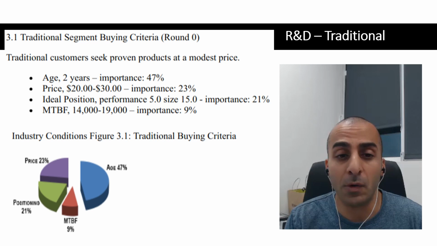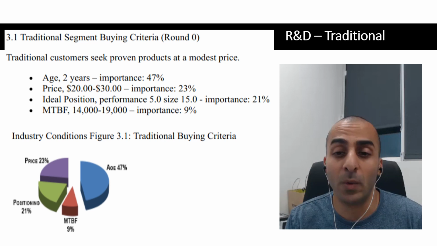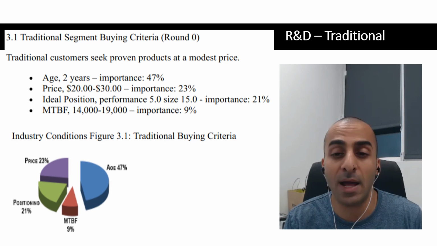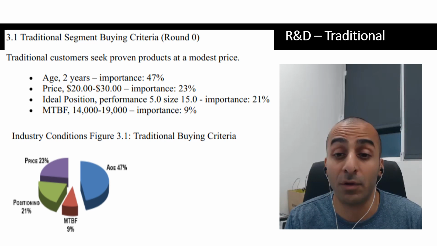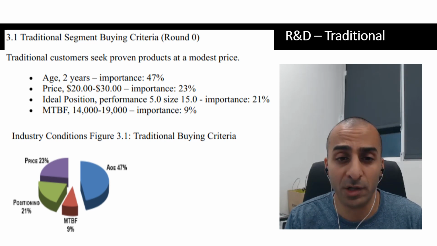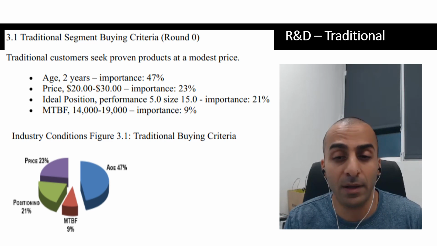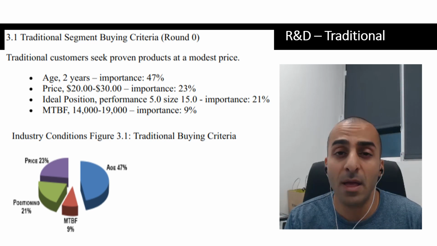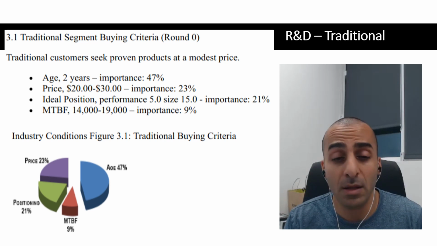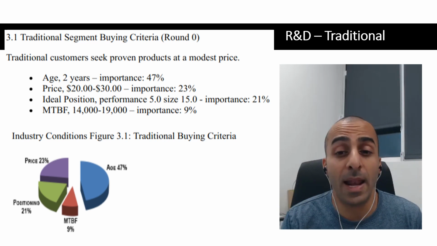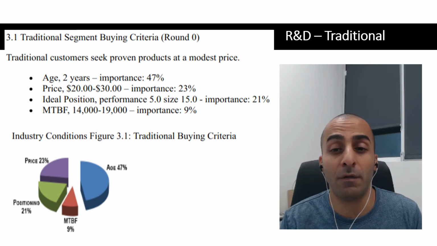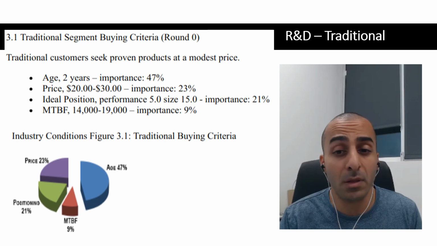Next is the price. There is a range that you want to be within, and it is also relatively important, 23%, but price is not an R&D decision. It is a marketing decision, so we are going to leave it for now. The ideal position is relatively important. 21% is not negligible by any means, but it is a lot less compared to the 37% of the age. And the last one is MTBF, which is of relatively low importance, 9%.